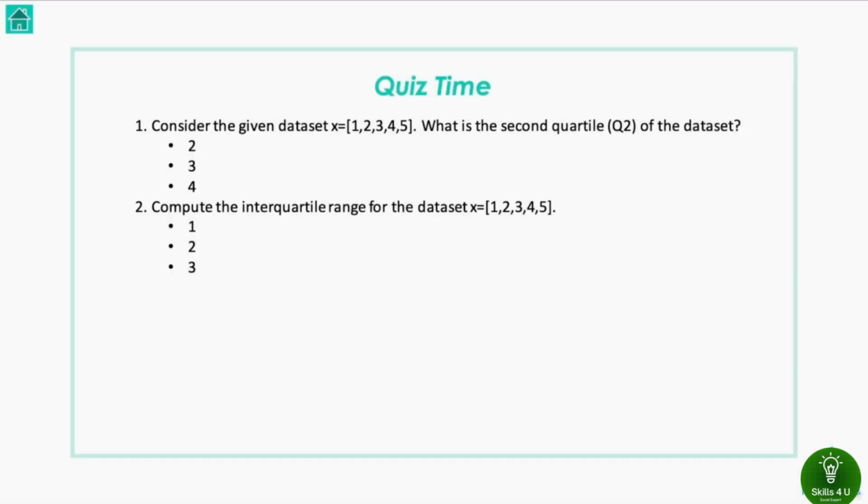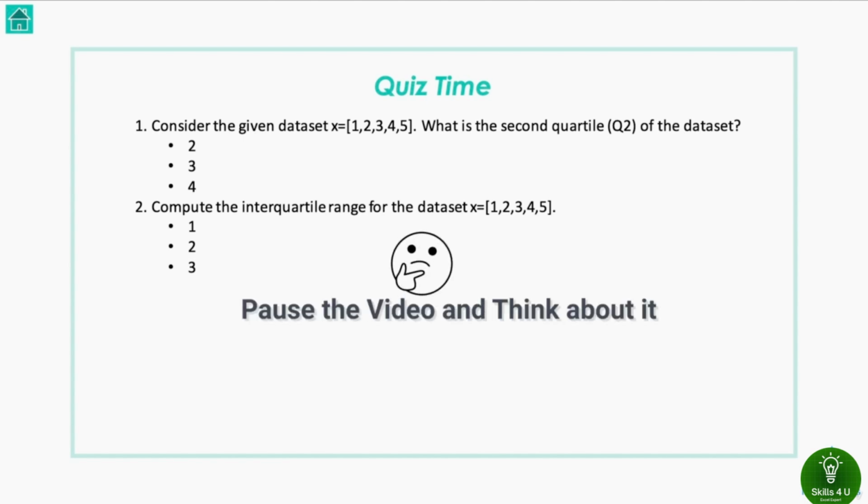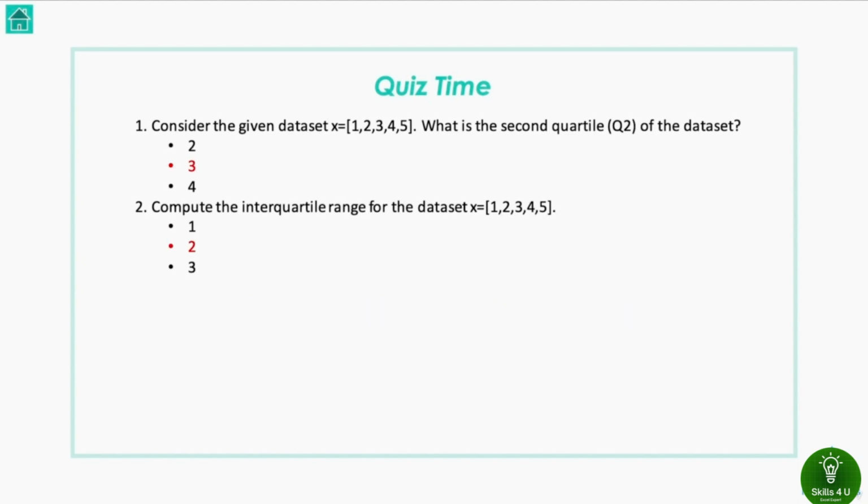Time for another quiz. Remember that first quartile is the value at 25% of the dataset, second quartile is the median value, and the third quartile is the value at 75% of the dataset. Here is the correct answer. I hope you got it right.